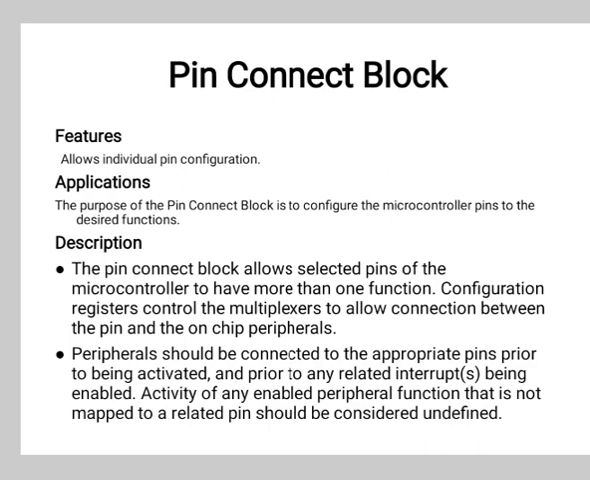Next is the description. The pin connect block allows the selected pins of the microcontroller to have more than one function. The configuration registers control the multiplexer to allow the connection between the pin and the on-chip peripheral. The peripheral should be connected to the appropriate pin prior to being activated and prior to any related interrupts being enabled. The activity of any enabled peripheral function that is not mapped to a related pin should be considered undefined.